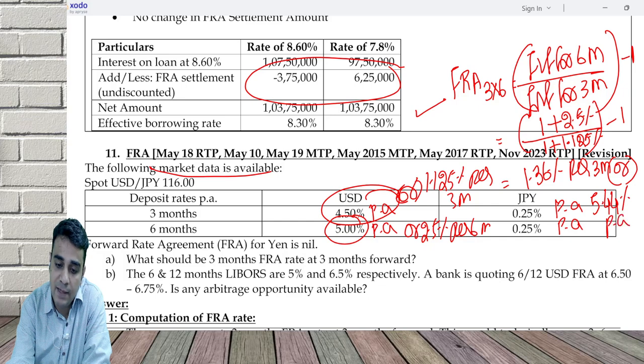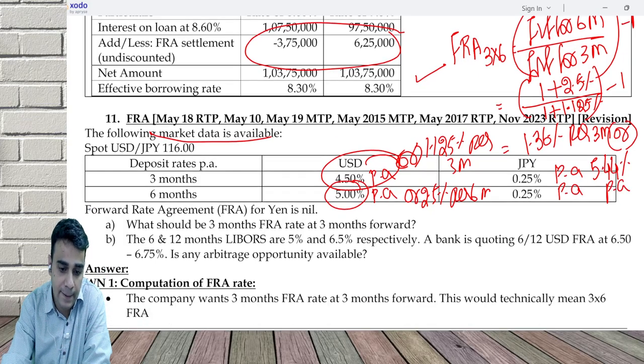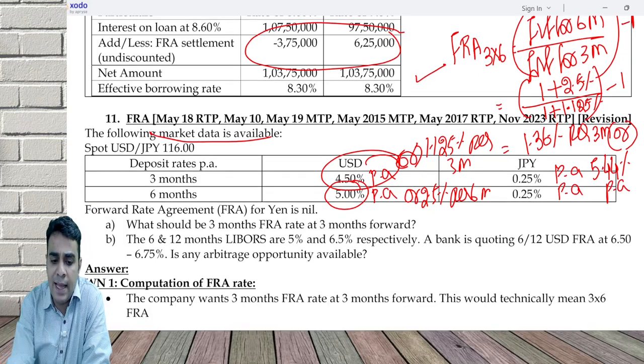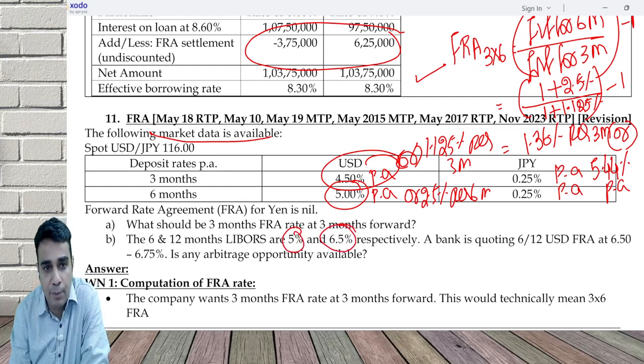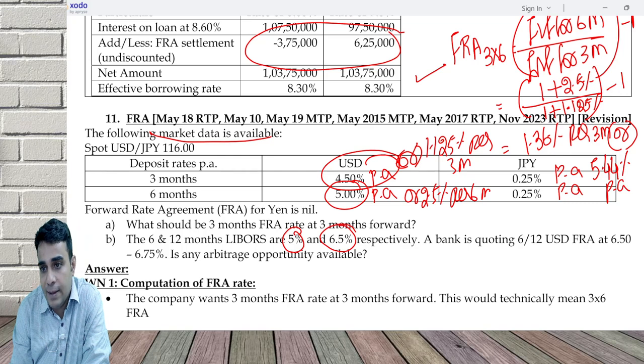I'll explain this again with one more example so that you get better clarity. 6-month LIBOR is 5%, 12-month LIBOR is 6.5. There's an arbitrage part which I'm not getting into now because it will confuse a lot of other things. If you get clarity on arbitrage, great. Otherwise, in the concept book, see it later. I don't want to get into arbitrage now. Unnecessarily, it will complicate things.